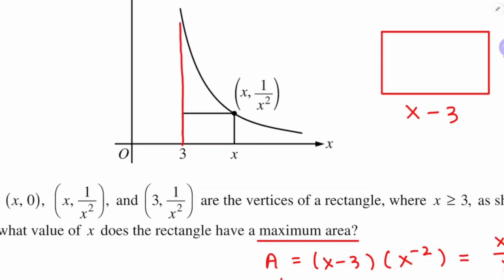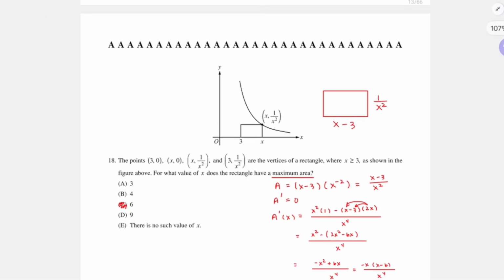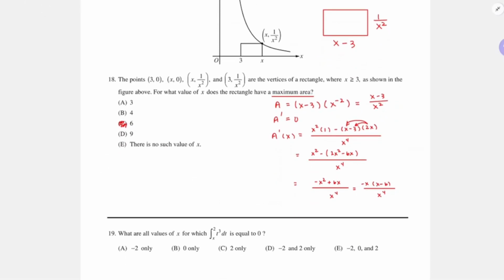Okay, so if x is equal to 3, that's the rectangle. It has no area. It's just a stick. And then as x approaches infinity, like the farther out we go, the closer it's going to get to that. It's going to have no height. So that would have no area as well. So there's got to be some maximum there in the middle. And x equals 6 seems super believable.